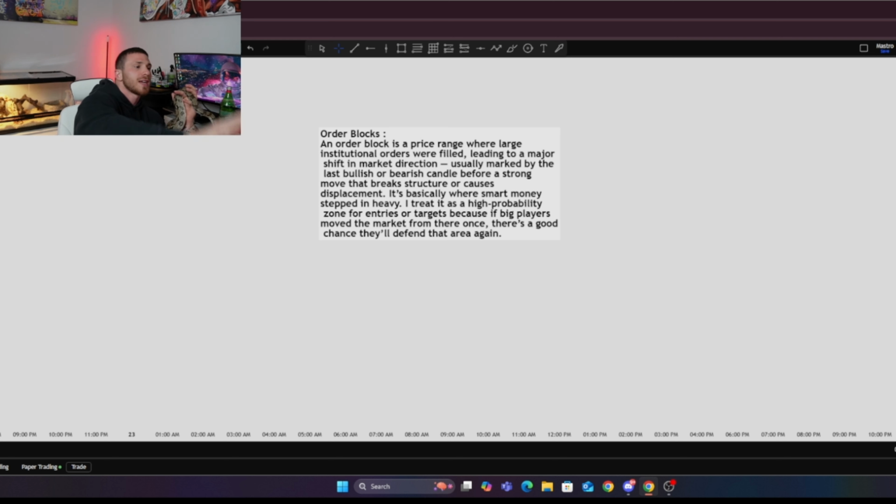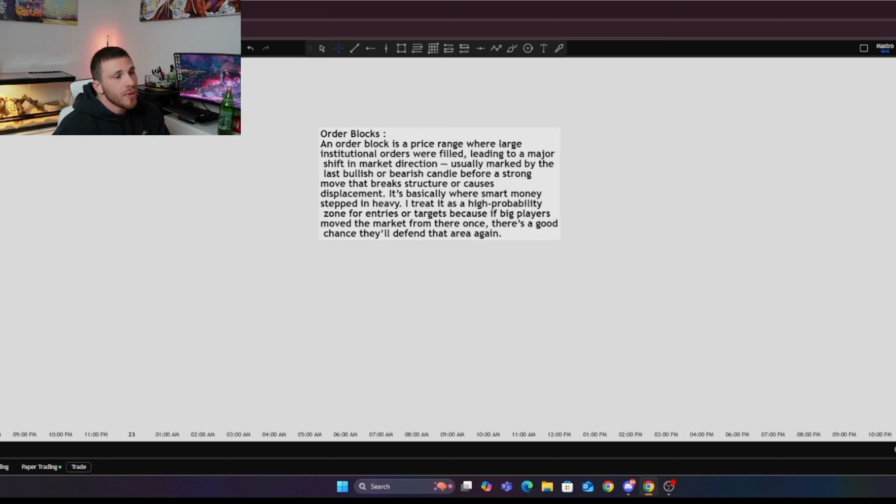So order blocks, I have the definition right here for you guys. Write this down in your notebook, memorize it, write it on a note card, take a screenshot of it, whatever you want to do. An order block is a price range where large institutional orders were filled, leading to a major shift in the market direction, usually marked by the last bullish or bearish candle before a strong move that breaks structure or causes displacement.